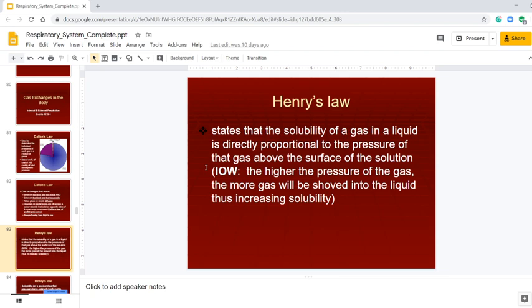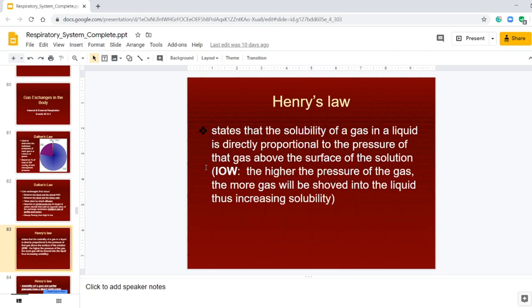So if we take a gallon milk container, and we put water in half of it, and we have air in the top of it, and let's say we're going to use pure oxygen. The way that we can get more oxygen into that water would be to increase the pressure above the water and drive it into the liquid.